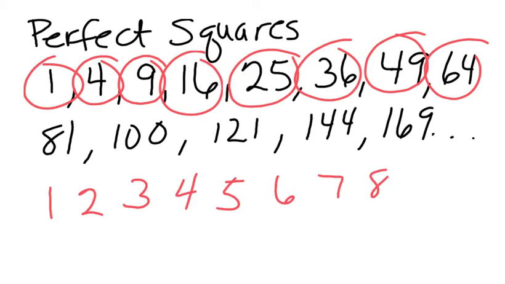Now, let me ask you a question. What about the square root of 2? Where would the square root of 2 go in this list? The square root of 2 would go somewhere in between here, 1 and 4, right? So we're getting ready to decide that. So think about perfect squares and their square roots are integers.